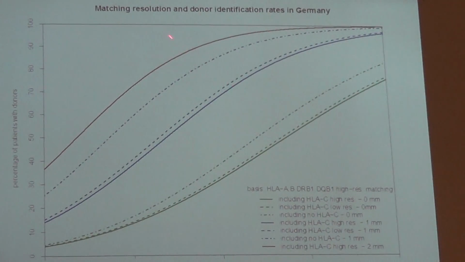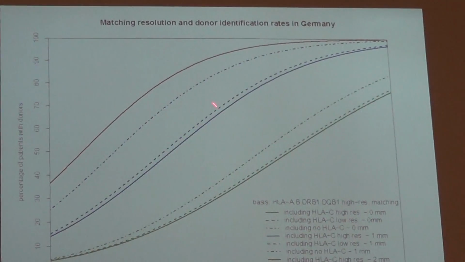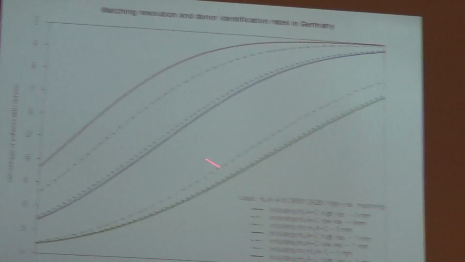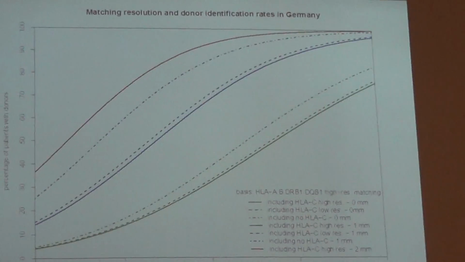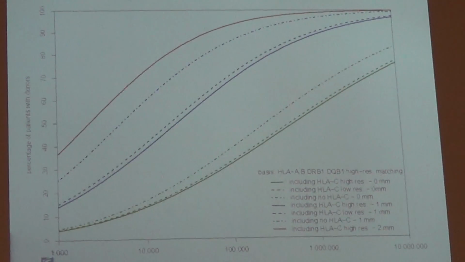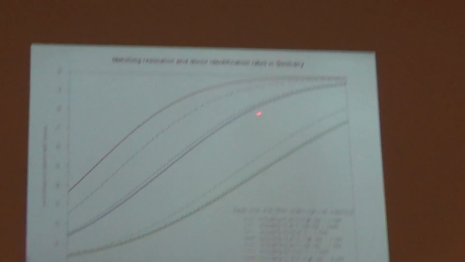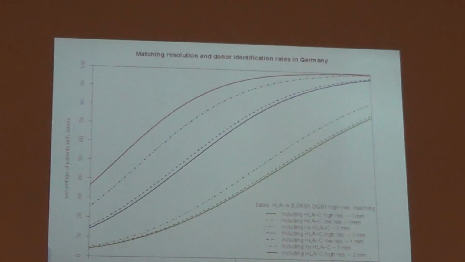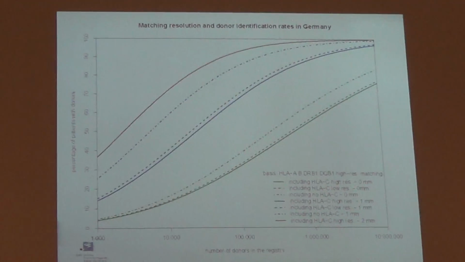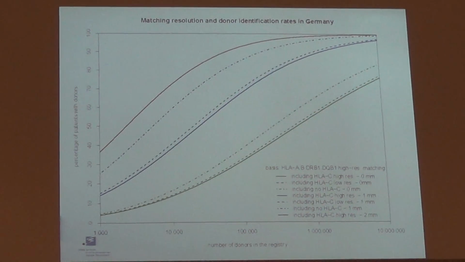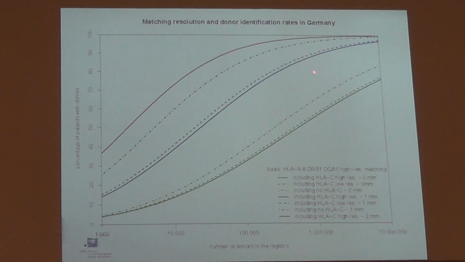There are a number of curves here, but only look at the 3 through lines. The lowest one is 5 locus high resolution matching for A, C, B, DRB1, DQB1. The next curve, now again a different point of view, is the procurement rate of single mismatched donors, and the top one is of 2 mismatched donors.